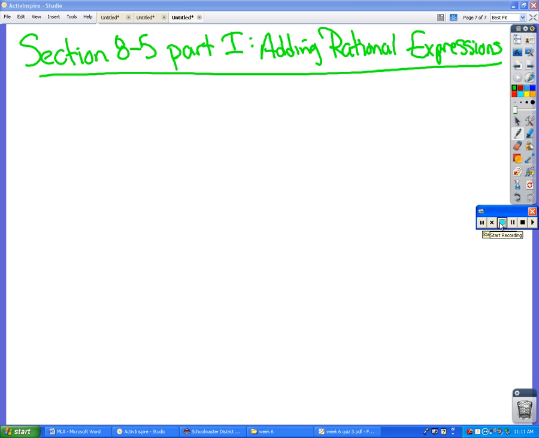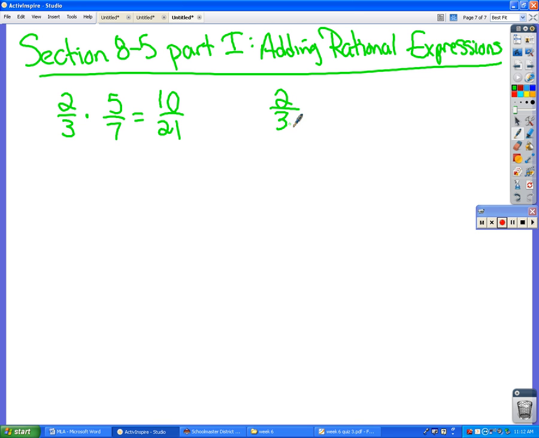All right, the reason why adding and subtracting rational functions is more difficult than multiplying and dividing is because if you want to multiply 2/3 times 5/7, you just multiply the top and the bottom. You go 2 times 5 is 10, 3 times 7 is 21, and you're done, right? However, if you want to add 2/3 and 5/7, then you have to get a common denominator, okay?